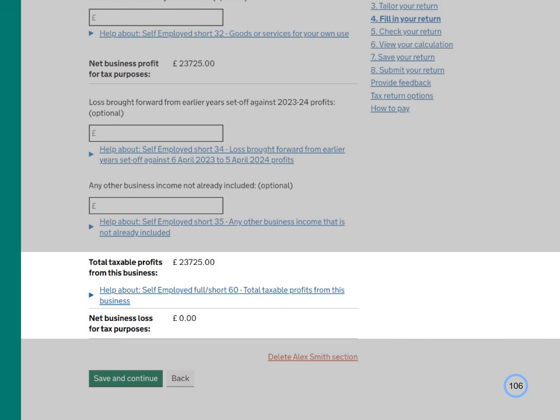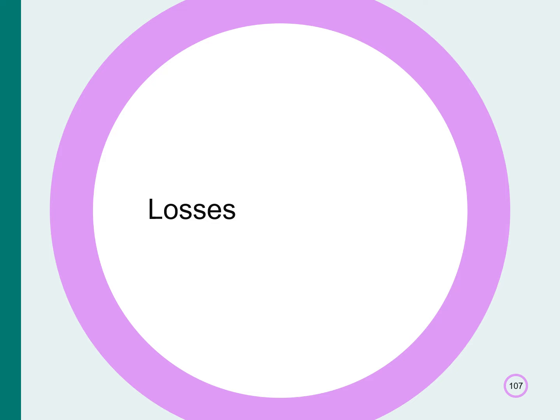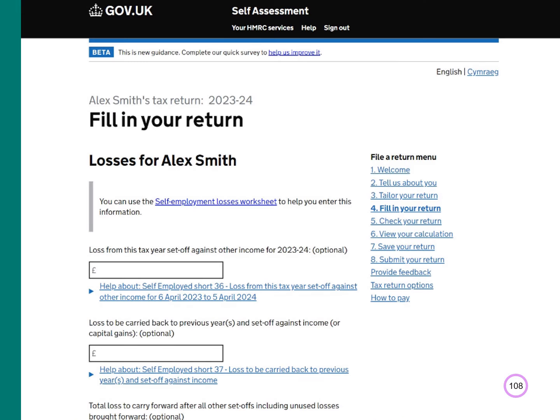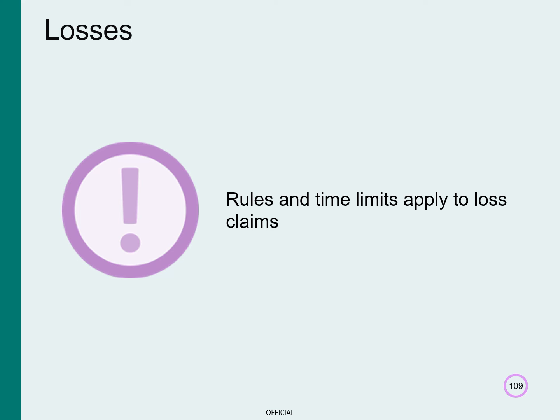Let's now look at the losses page for your business. This is the losses page. You can tell us what you want to do with any losses from the year of the return on this page and about any losses to carry forward. Rules and time limits apply to loss claims. For example, if you are using cash basis, losses can only be carried forward and set off against future profits from the same trade, except when the trade ceases, when you can then claim a terminal loss. Use the guidance if you're unsure.